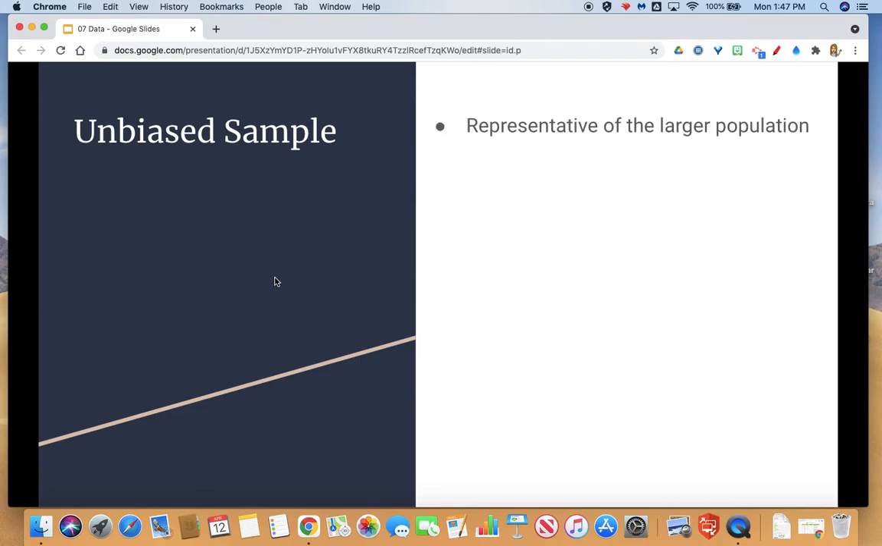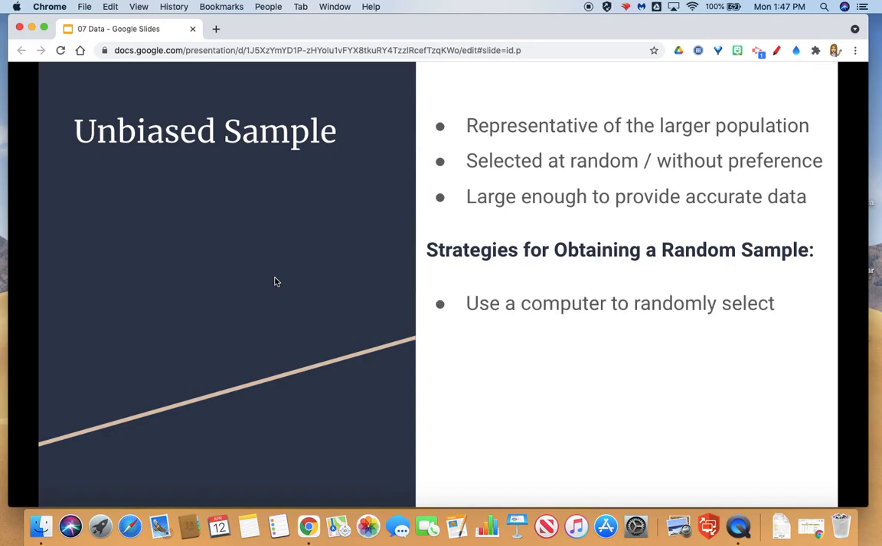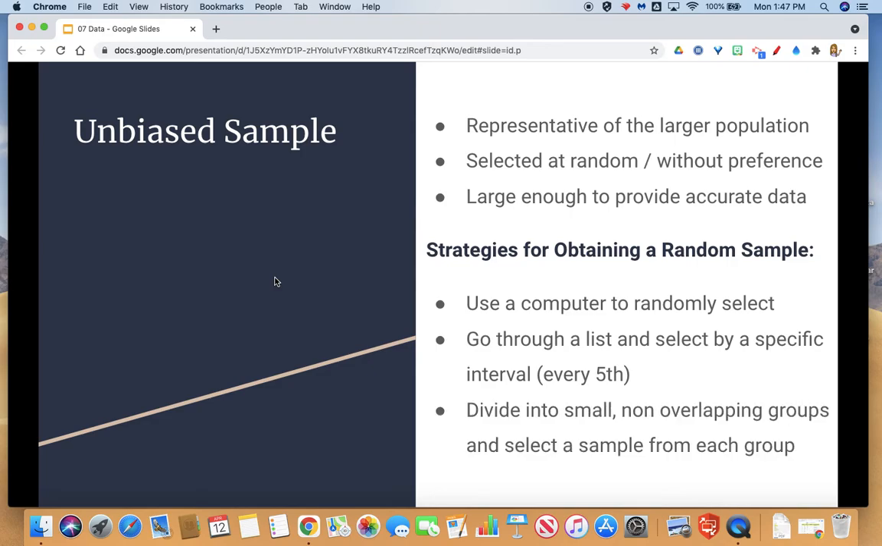So unbiased samples are representative of the larger population. They need to be selected at random or without preference. They're large enough to provide accurate data. And here's some strategies you could use for obtaining a random sample. You could use a computer that randomly selects every 5th or 8th or 10th person. You could go through a list and select by a specific interval, maybe look at every 5th person, every 8th person. You could divide into small, non-overlapping groups and select a sample from each group.